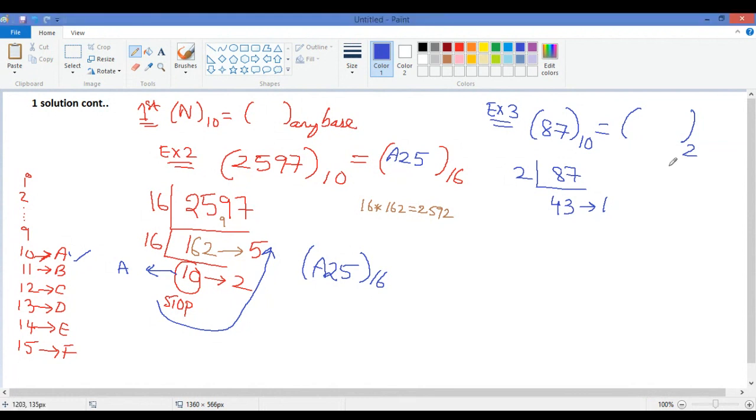Yeah. So now you see, now 43 is bigger than 2. So again, I will divide it by 2. Okay. Again, when I divide, 2 twos are 4, 2 ones are 2. So remainder is again 1. Okay. Now 21 is again bigger than 2. Again, I will divide it by 2.